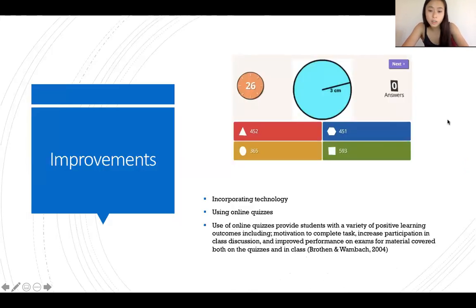An improvement that I could have made is incorporating technology using online quizzes such as Kahoot. Use of online quizzes such as Kahoot provides students with a variety of positive learning outcomes, including motivation to complete tasks, increased participation in class discussion, and improved performance on exams and material covered both in the quizzes and in class.